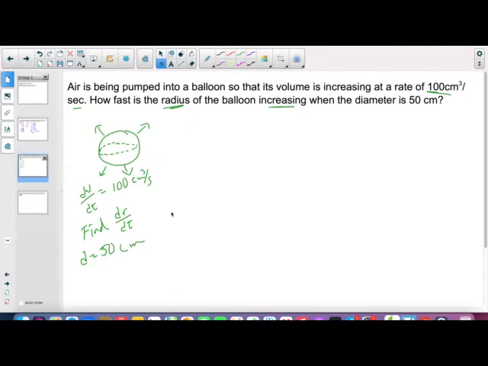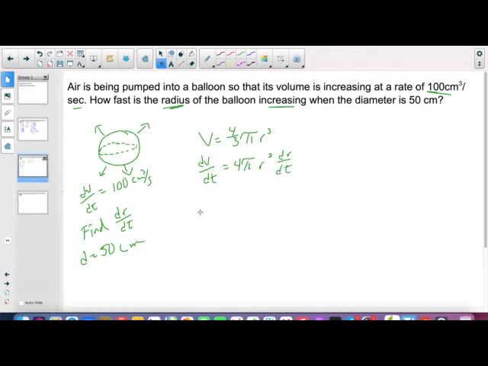Well, the formula for the volume of a sphere is V equals 4/3 pi r cubed. So if we're trying to find dr over dt, we would need to take the derivative of this function. So dV over dt is equal to 3 times 4/3, which is 4 pi r squared times dr over dt. So we've taken the derivative implicitly, and then we need to plug in what we know.